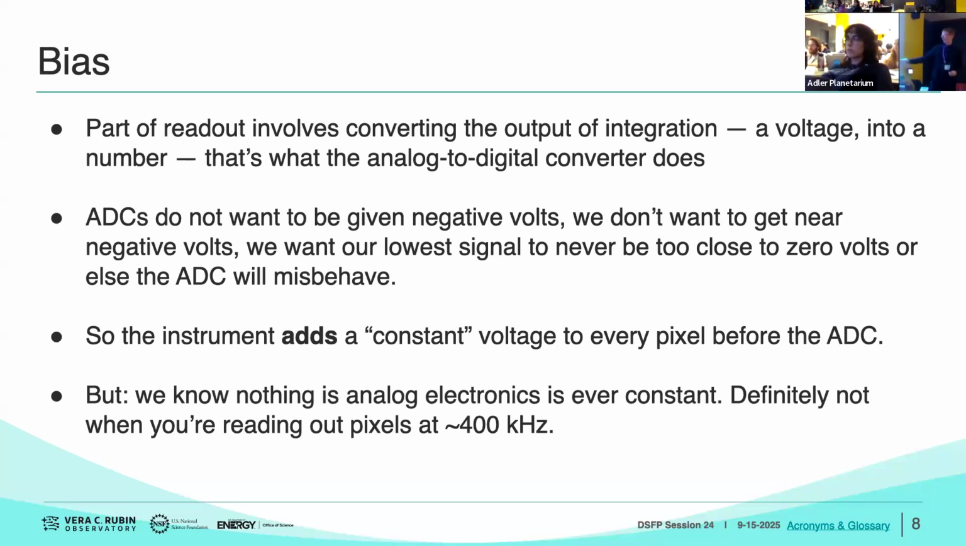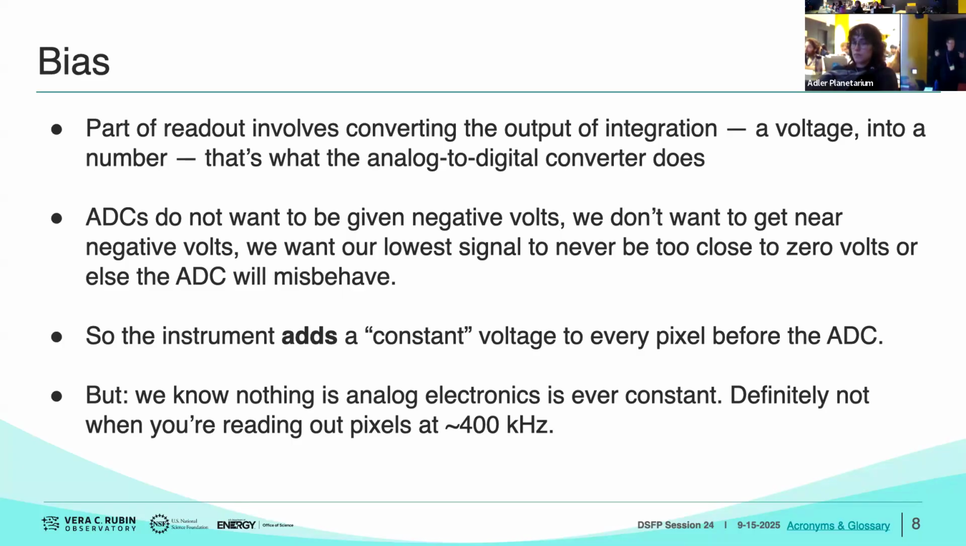But this is fraught. Nothing in analog electronics is ever constant. And we are measuring very, very small signals here, and so very small variations in this bias actually matter. And we should keep in mind that this would all be easier if we were reading out like 1 pixel per second. That's really easy to get a precise measurement. We're not doing that though. We're trying to read out 400,000 pixels per second. LSST-CAM reads out the entire camera in about 2 to 3 seconds.